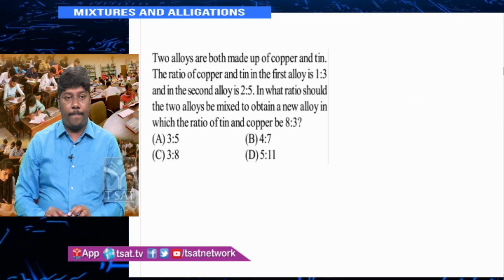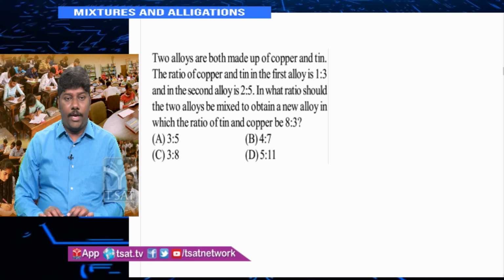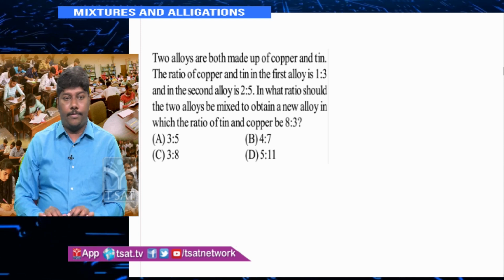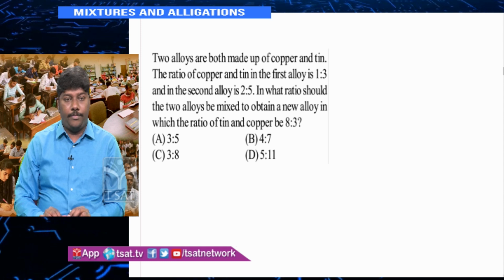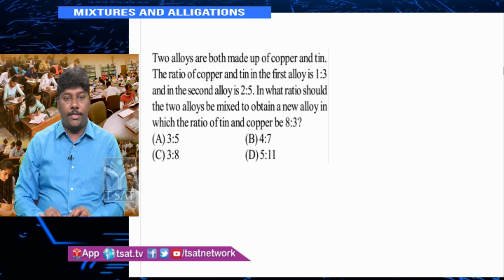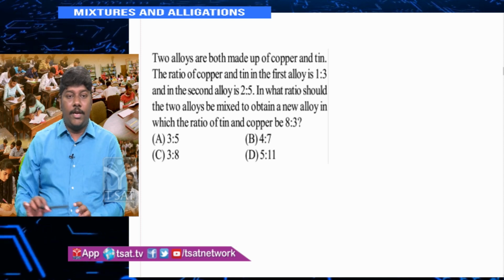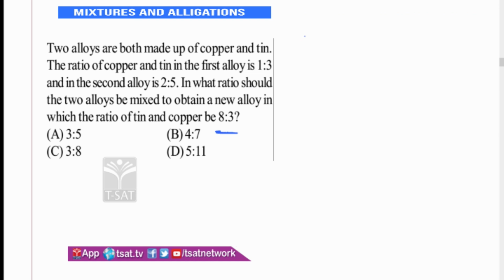Now look at this one, a typical form of mixtures and alligations. Two alloys are both made up of copper and tin. The ratio of copper and tin in the first alloy is 1:3, in the second alloy it is 2:5. In what ratio should the two alloys be mixed to obtain a new alloy in which tin and copper are in the ratio 8:3? In the first, what is copper and tin? Alloy 1, alloy 2 and the total. I will take it as small a1, small a2, capital A.